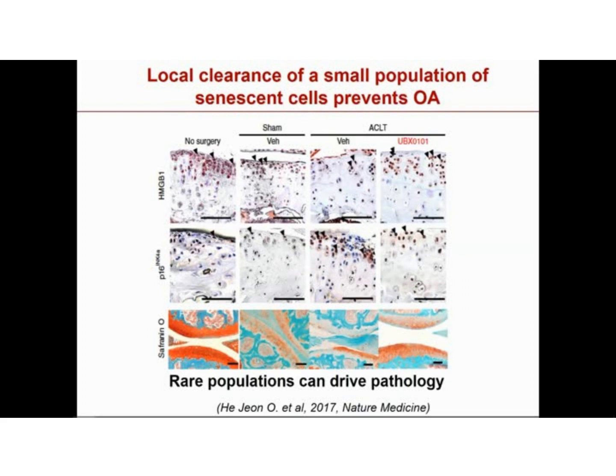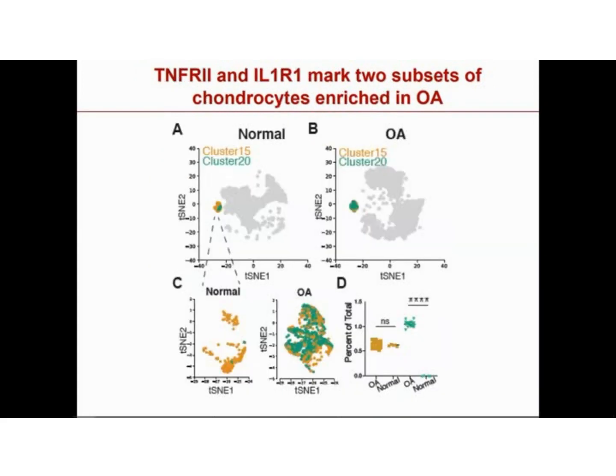So here you can see from this paper that this is no surgery. This is when you have ACLT with vehicle, and when the senolytic is used, which basically gets rid of these senescent cell populations marked by HMGB1 and P16, cartilage degradation was significantly impaired. So we know that rare populations are important, and with that in mind, we set forth to think about what these rare populations mean.